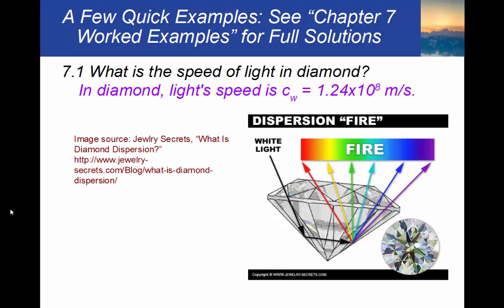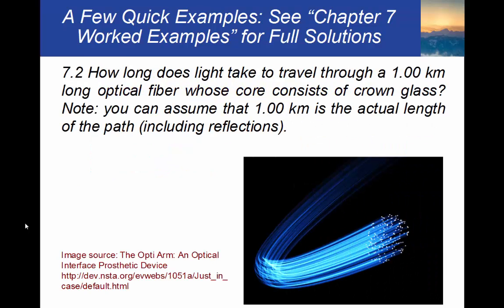Let's look now at another example, which is of similar type. Our next example asks, how long does light take to travel through a 1 kilometer long optical fiber whose core consists of crown glass? And we're going to assume that 1 kilometer is the actual length of the path taken by the light as it makes its various reflections.